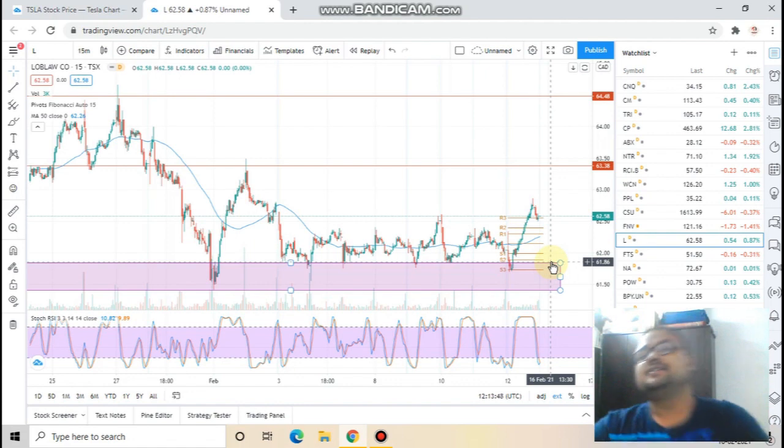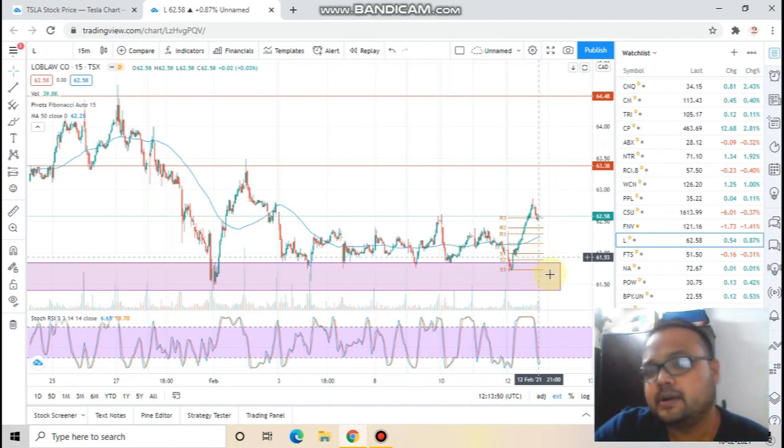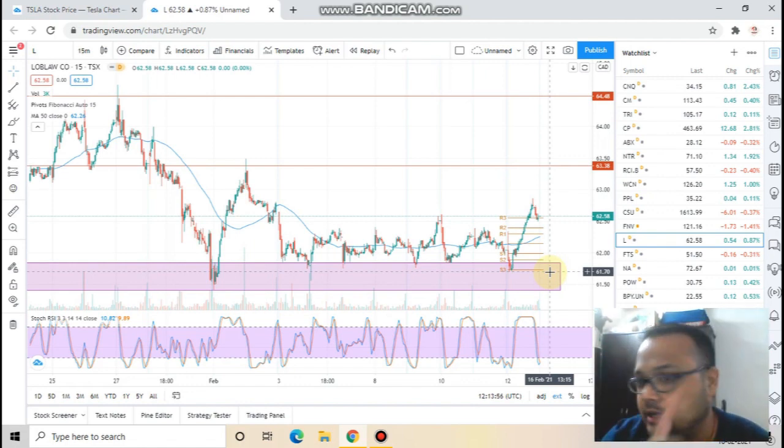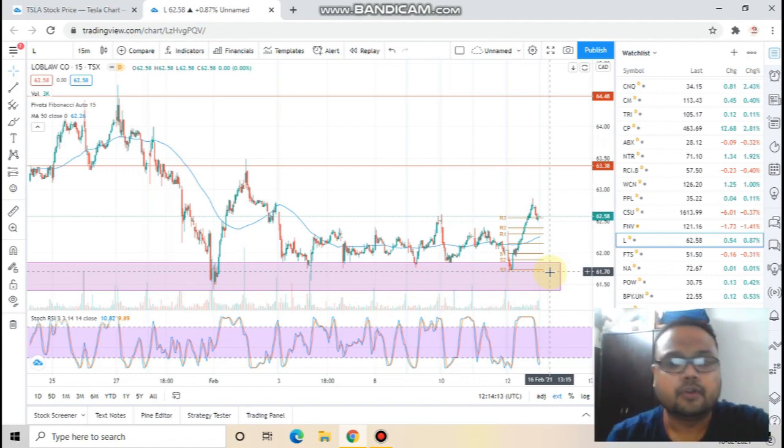If it shows reversal from this particular point today, then definitely it's a buy. Just do not forget to get a confirmation. But by looking at the stock, I feel that if by any chance today Loblaw comes down to the support level, there's a good chance, a heavy chance, that it will bounce from there.